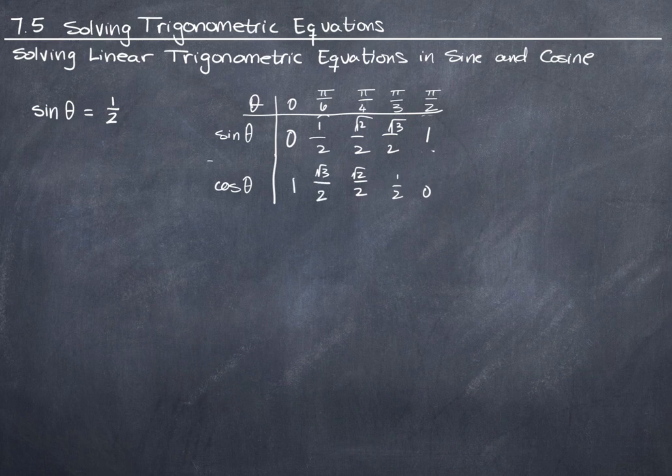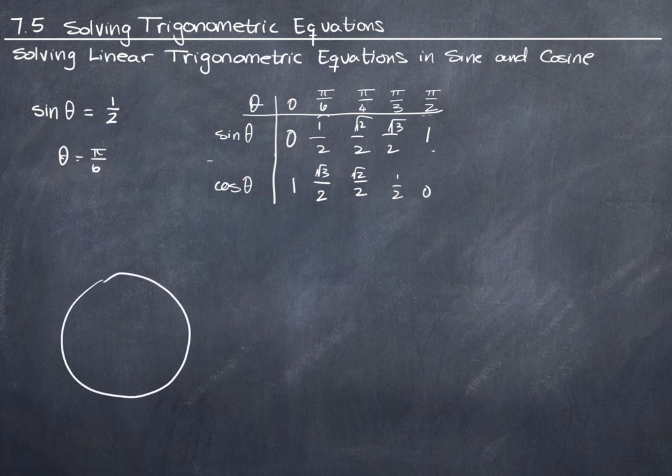So to solve this equation, all I have to do is look for the angle theta whose sine is 1/2. Where is the sine 1/2? The answer is the angle pi over 6. So here theta equals pi over 6. Now, that's part of the solution, but there's another part.